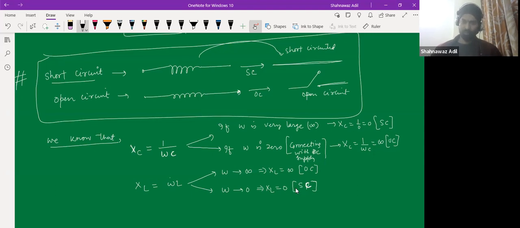What is SC and OC? Oh yeah, SC is short circuit, OC is open circuit.